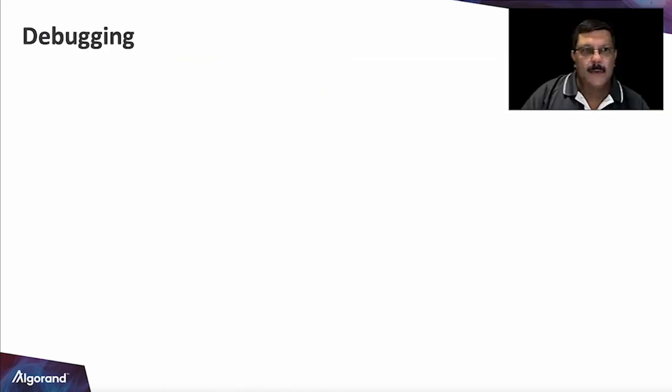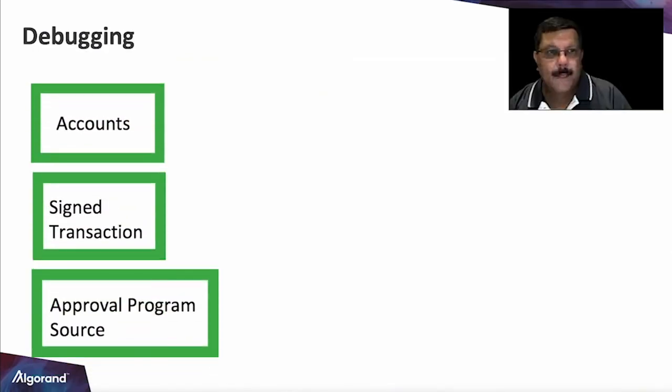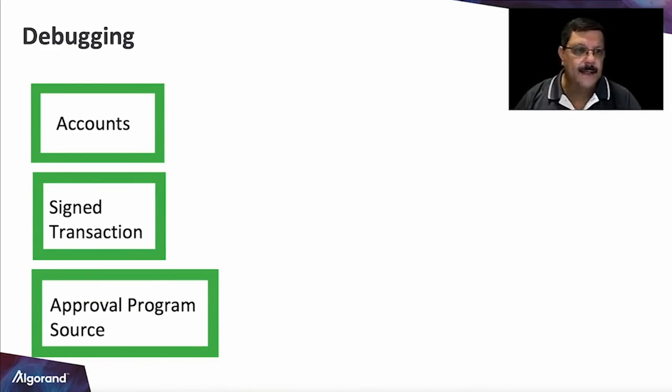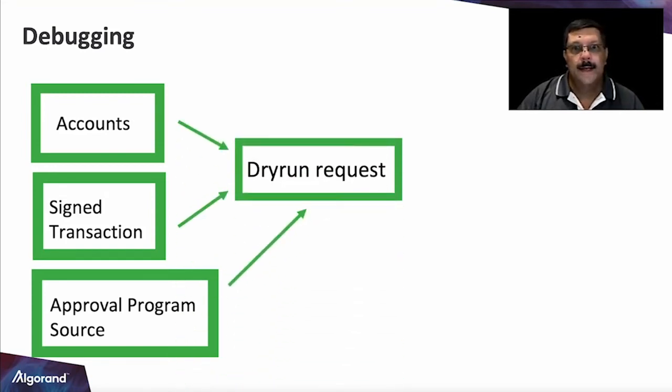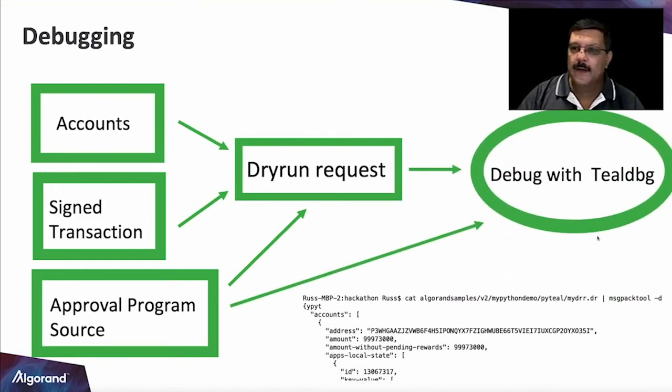And let's talk about debugging. We're going to tie all this together in the next demo. Let's take the accounts, the signed transaction, as well as the approval program source. Those all feed into creating a dry run request. The dry run request is then used with the TEAL debugger that you would pass in as an argument for executing the debugger. You can actually see the format of that particular dry run request down below, starting to specify the accounts, and the transaction information will also be in there as well.